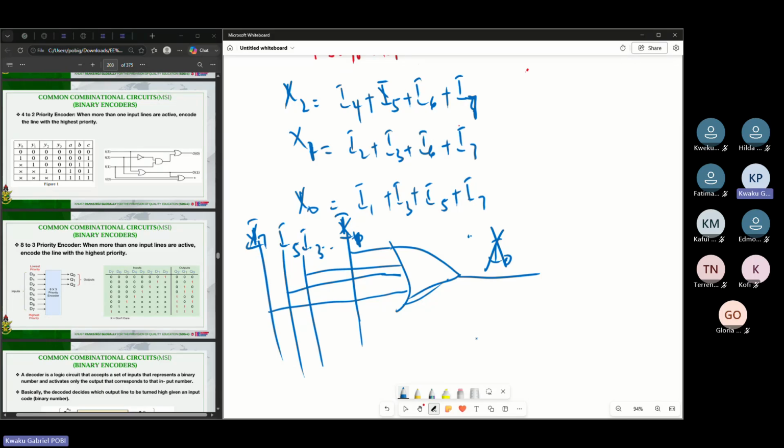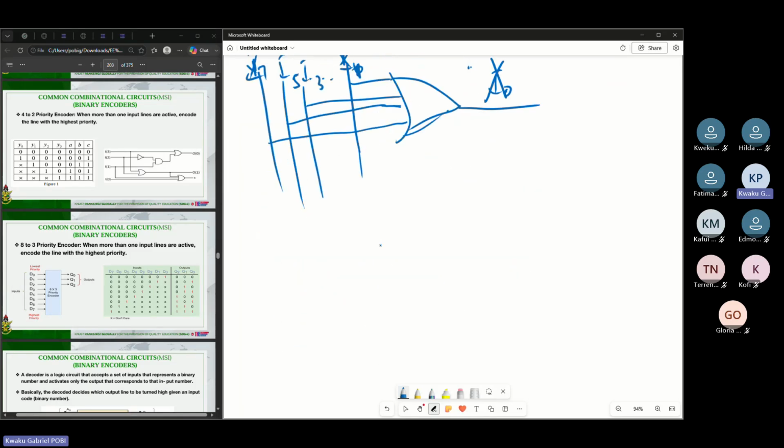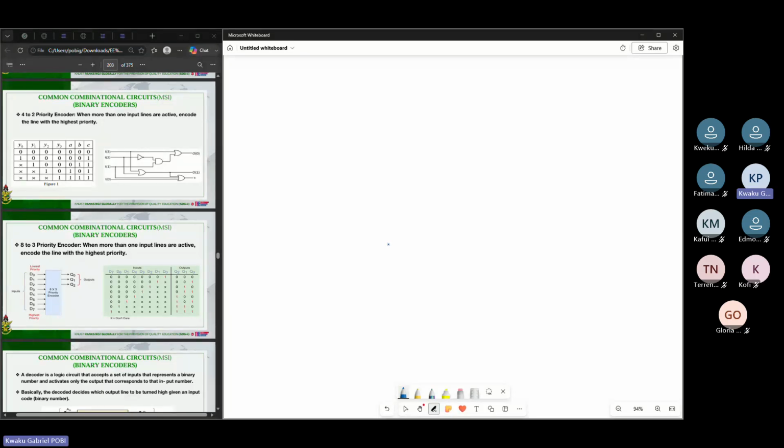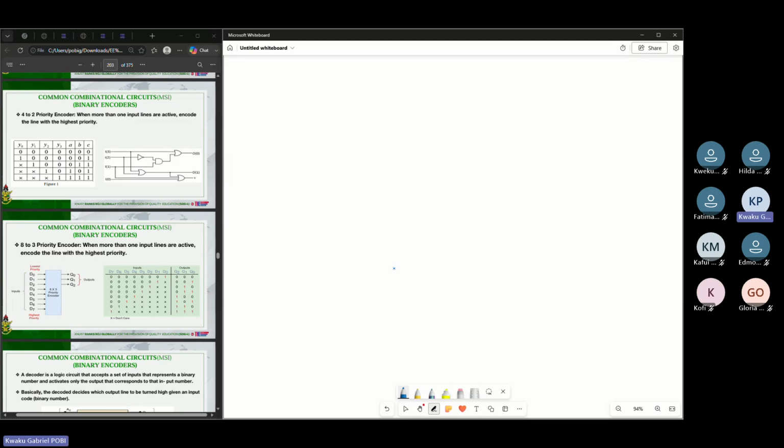Now, the next thing you were taught was priority encoders. We'll come to this; mostly the applications are on decoders, but let's see. With priority encoders, what you need to know is that we give priority to one input at a time. So when more than one input line is active, encode the line with the highest priority.